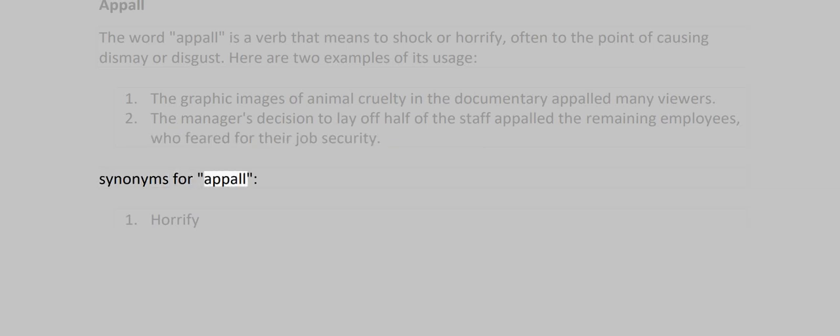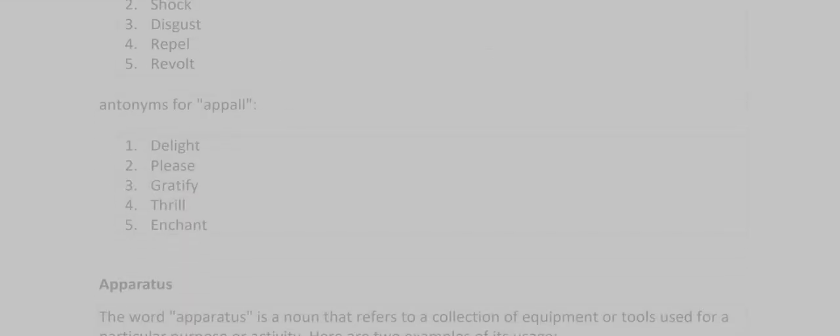Synonyms for appall: 1. Horrify. 2. Shock. 3. Disgust. 4. Repel. 5. Revolt. Antonyms for appall: 1. Delight. 2. Please. 3. Gratify. 4. Thrill. 5. Enchant.